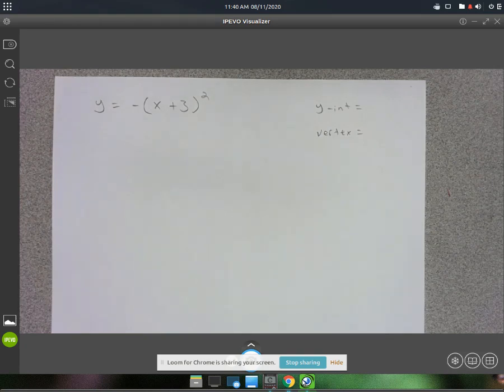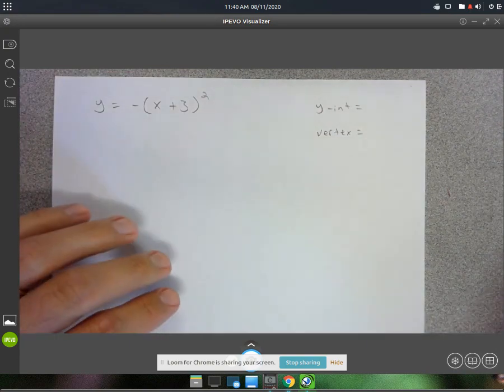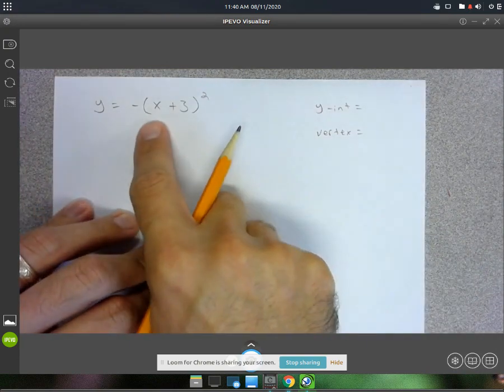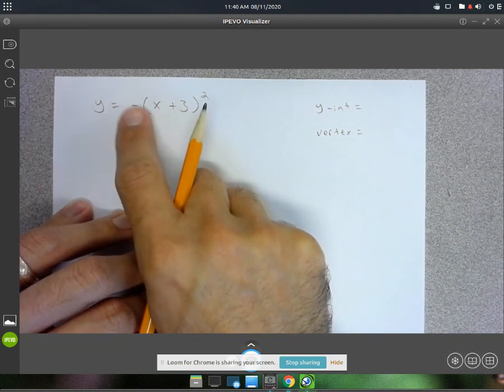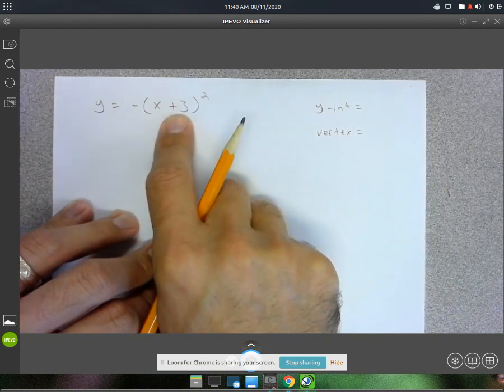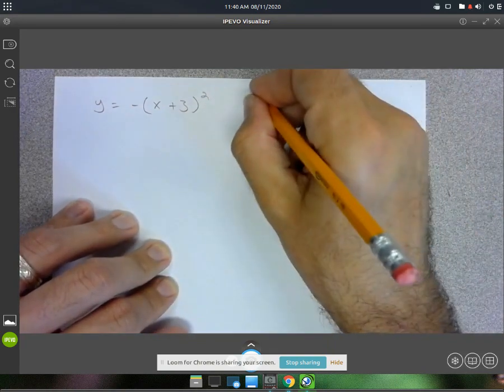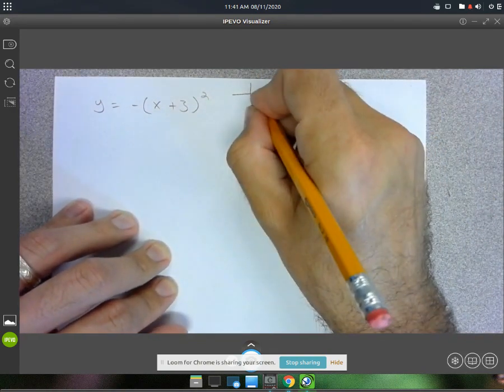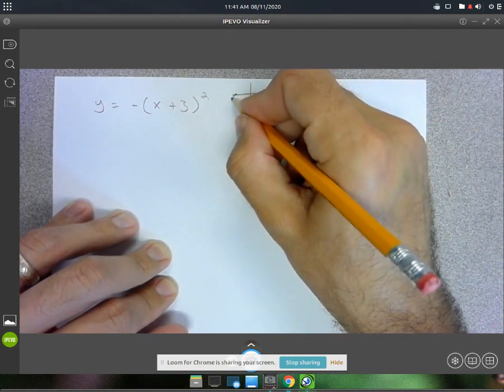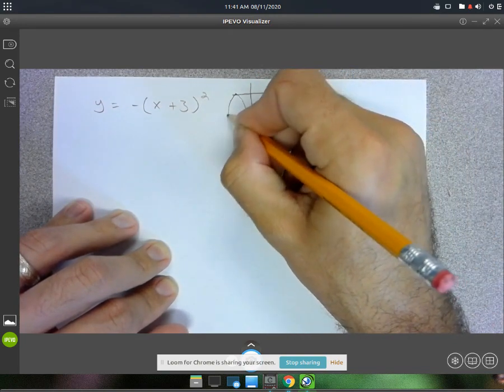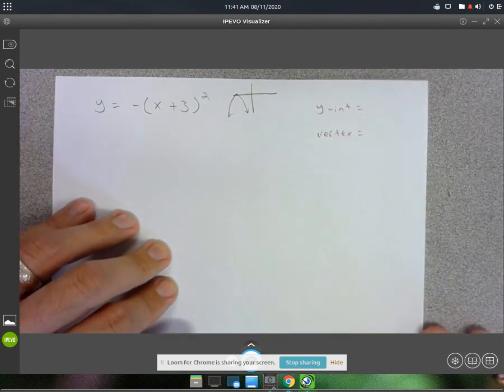So I got one more graphing a quadratic example for you. Let's see. Well, I know this thing is negative on the outside, so it's opening down. I know that it's getting reflected across the x-axis and that it's been moved 3 units to the left. So 3 to the left, right there. And it's going to be opening down, so it should be looking something like this. All right, that should be what our picture looks like in the end.